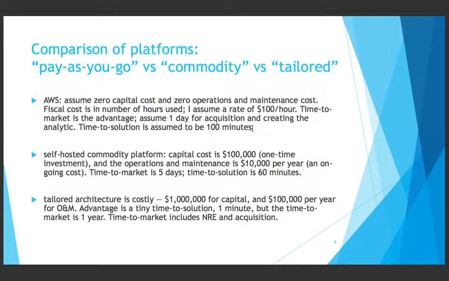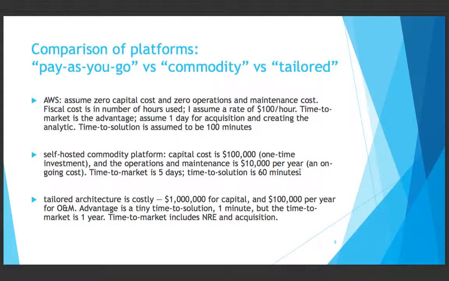The second cost model is where you buy your own hardware and you host it. There the cost is in terms of capital and O&M, with capital being a one-time $100,000 cost and operations and maintenance being $10,000 per year. So here it takes a little bit more time to get spun up, so the time to market is a bit longer and the time to solution is a bit faster.